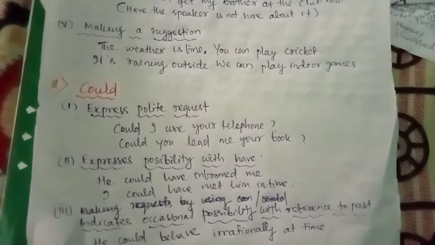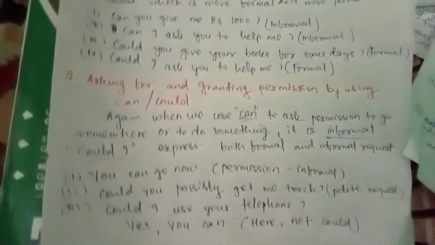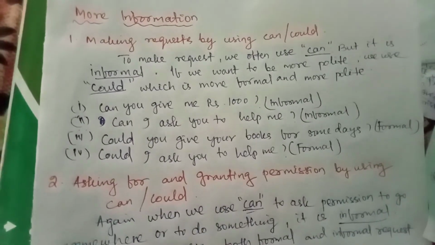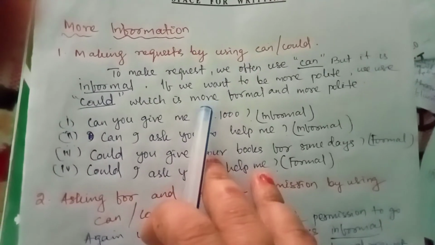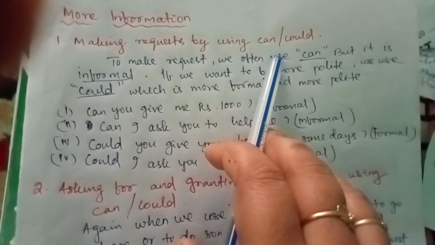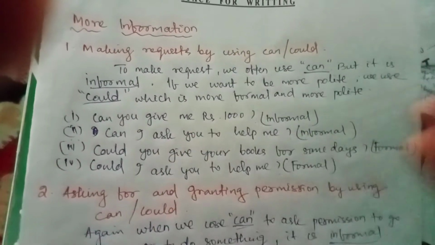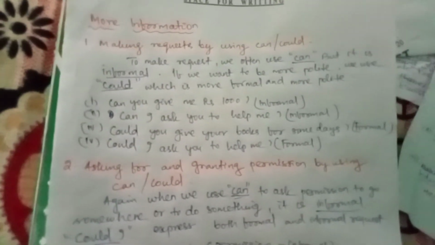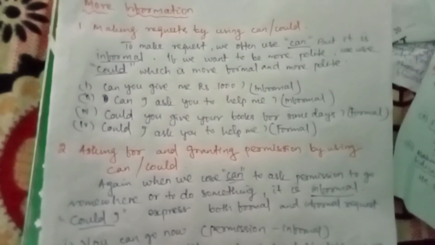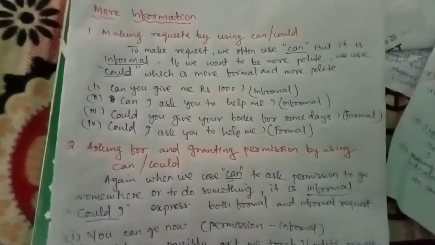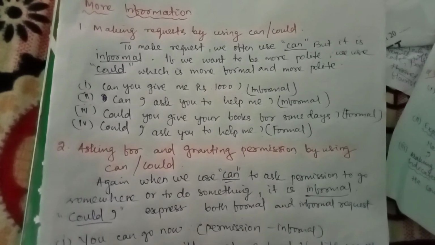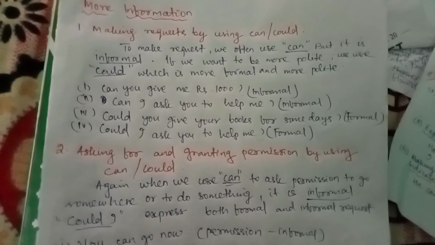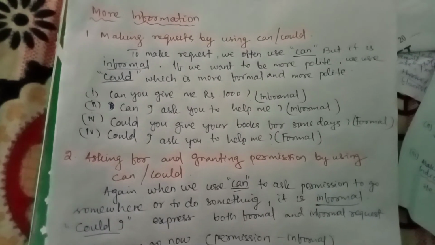The next one is more information about can and could. Good. So here, you know that formal and informal, two words you might have heard. Formal means where we have to be polite or more polite or gentle when we are asking something or taking any permission. So when we have to be polite, there we can use formal, or that situation is called formal. And when we become friendly, this is informal.